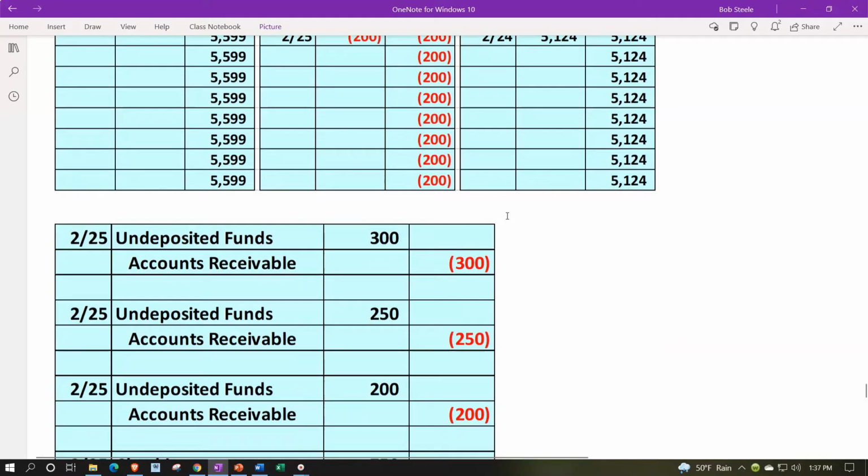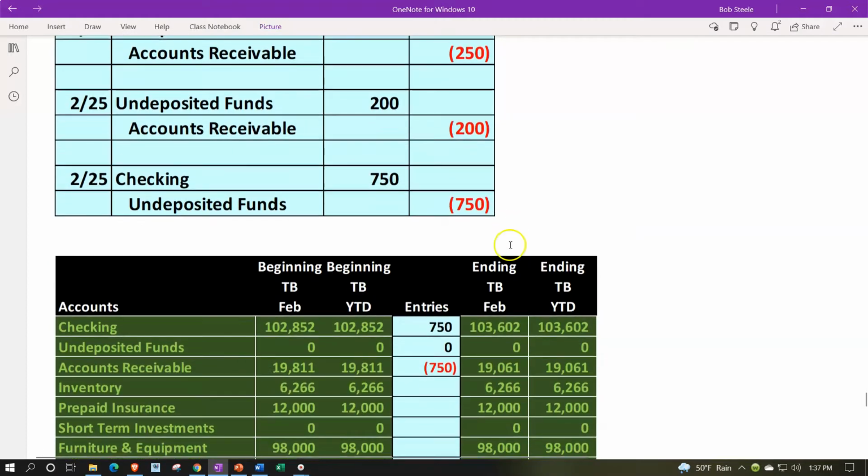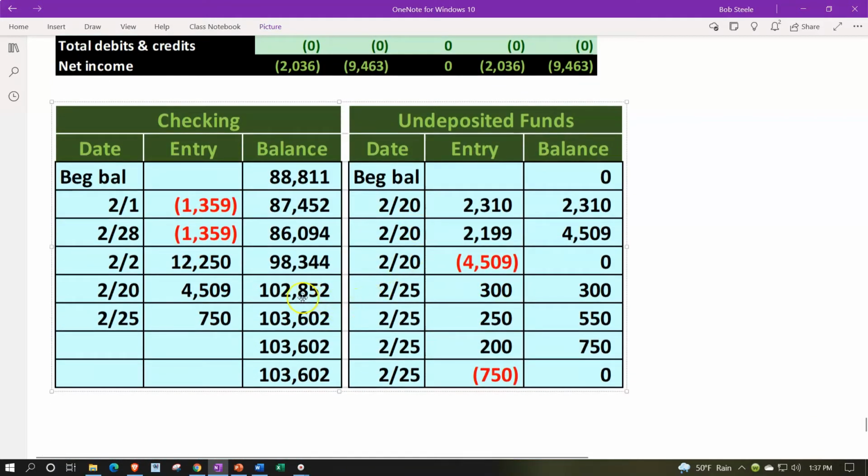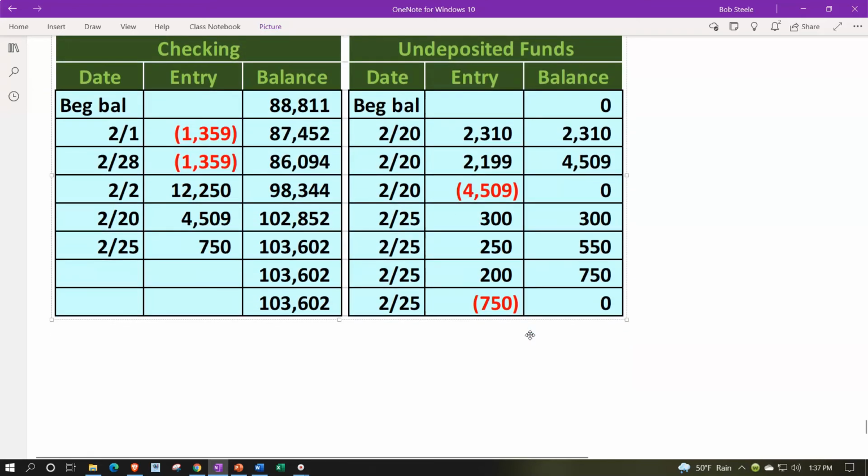And then if we just transfer from the undeposited funds into the checking account, it goes up by the 750, undeposited funds go down. If we look at the subledgers, checking account then was at the 102,852, goes up by 750 to 103,602, and the undeposited funds was at 750, down by 750 to 0.